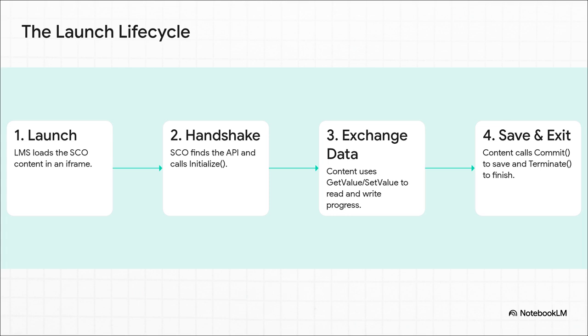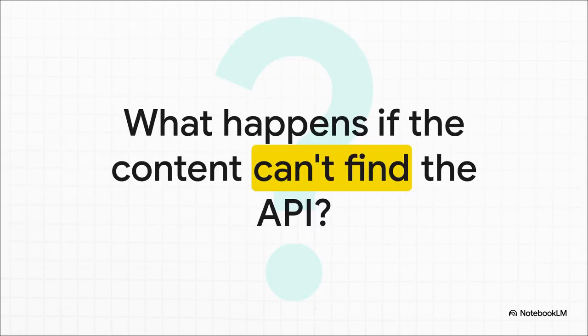And then, at the very end, it calls Terminate to hang up the phone. And this is the million-dollar question. It's the source of pretty much every SCORM headache you'll ever have. We've just seen the happy path, where everything works perfectly. But what happens when that content reaches out to find the API, and there's just silence? The entire contract just falls apart.